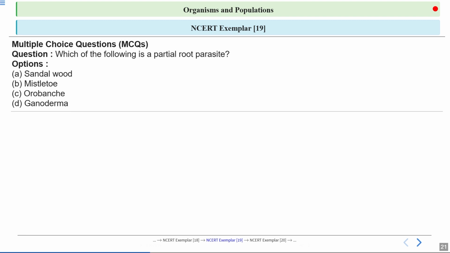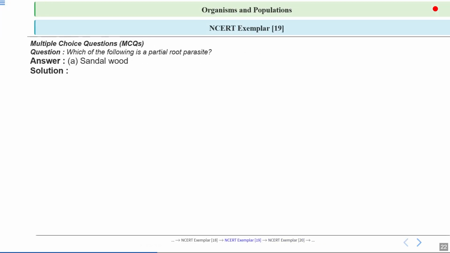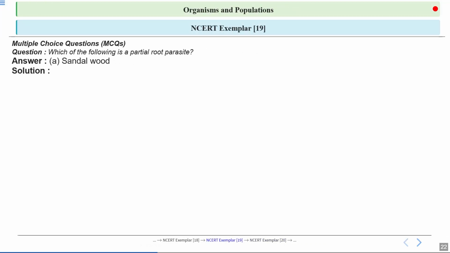Next one, which of the following is the partial root parasite? So options are sandalwood, mistletoe, orobanche and ganoderma. What is the correct answer? Okay, so let's have a look at the answer. Option A, sandalwood, is the correct answer. Let's have a look at the explanation.